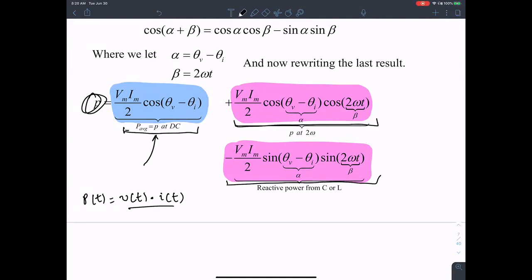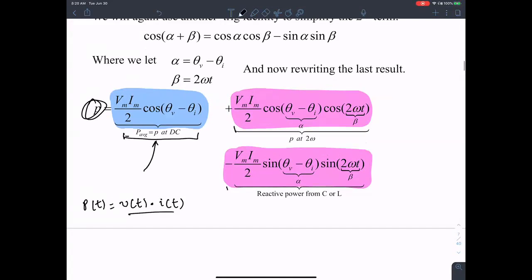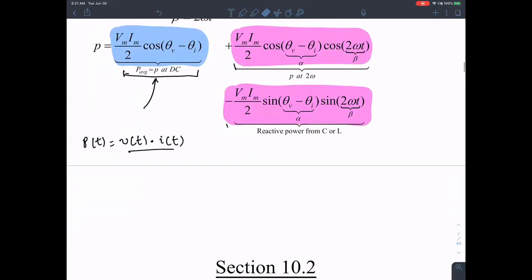So this sinusoid, this sine term, we call this reactive power. So if you're asked to find the reactive power, all you have to do is to calculate Vm Im over 2 times sine of theta v minus theta I times sine 2 omega t. Okay, so that's all there is to reactive power. So there are three terms to the power equation. The third term, which is a sine term, represents the reactive power.